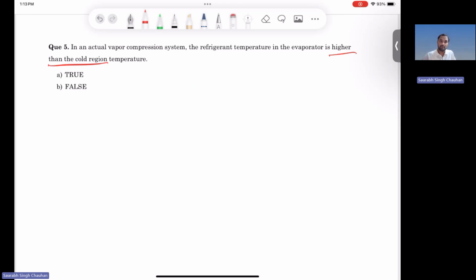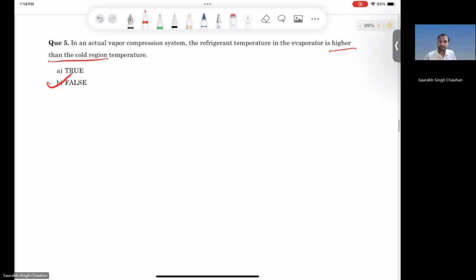So that is just the opposite of what we want. We want to take out heat from the cold environment, but if the temperature of the refrigerant is higher, then instead of taking out heat, we are adding heat, right? So this is not correct. So this is the false statement. What will be the true statement? The true statement will be just the opposite of this. In an actual vapor compression system, the refrigerant temperature in the evaporator should be lower than the cold region temperature. Okay. So I hope this is clear.